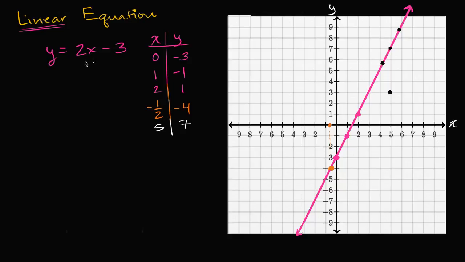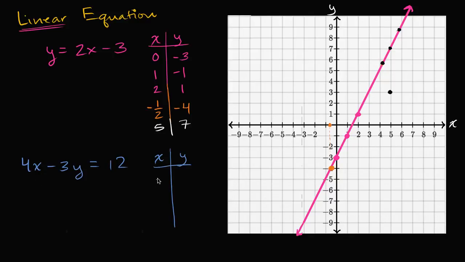Now, this isn't the only way that we could write a linear equation. You could write a linear equation like this: 4x minus 3y is equal to 12. This also is a linear equation. And we can see that if we were to graph the xy pairs that satisfy this, we once again get a line.